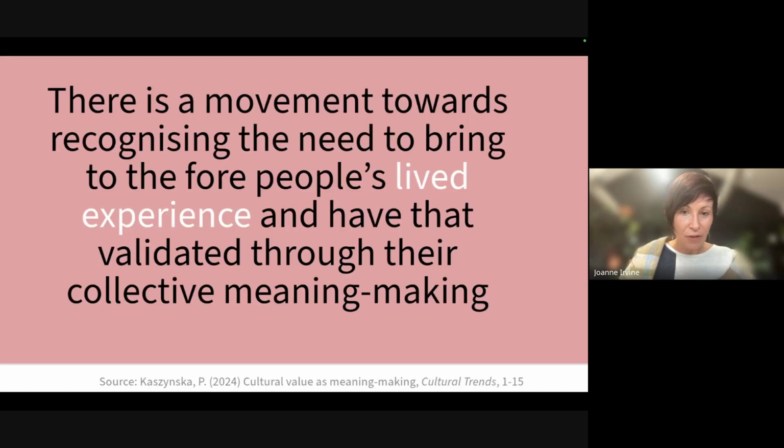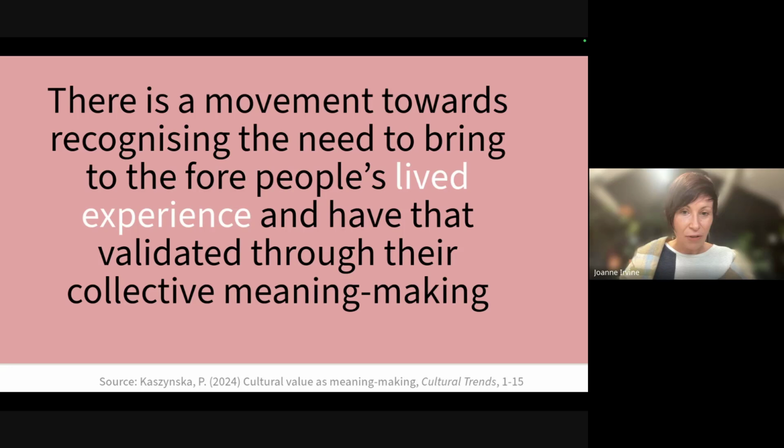At the same time, I was at a creative research methods conference the other week, and I was inspired by the fact that there are more and more movements in people, but also a call among academics and governments to recognise and bring to the fore people's lived experience and have that validated through their collective meaning making. And this idea, through the approach that I took, was to get the beneficiaries of the service to define it for themselves, rather than it be decided top down.